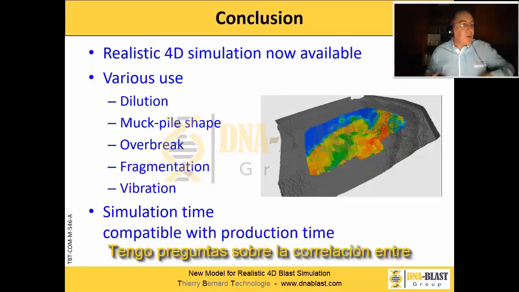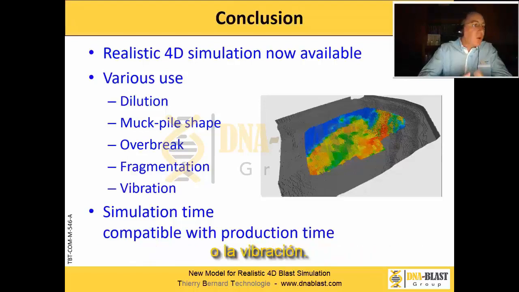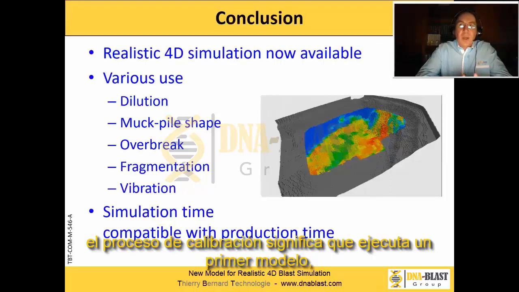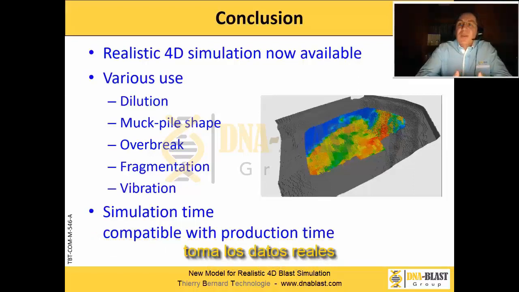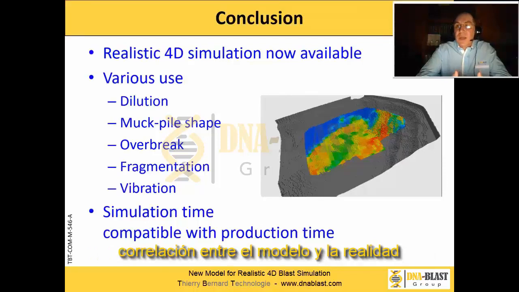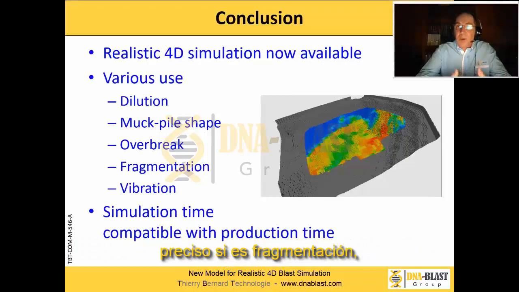I've got questions about the correlation between the reality, the actual data, and the model, especially on the fragmentation or the vibration. One thing that I haven't mentioned is that there's a calibration process in the model. The calibration process means you run a first model, you take the actual data, and you look at the parameters for having the best match between the model and the actual. And once the model is calibrated, the results are fairly accurate, whether it's fragmentation, vibration, or movement.